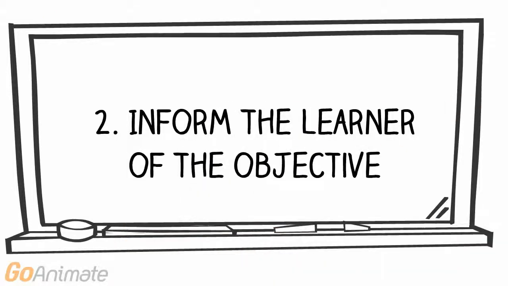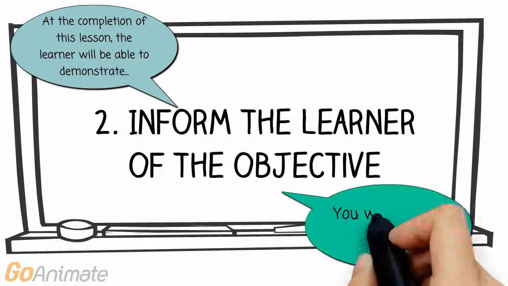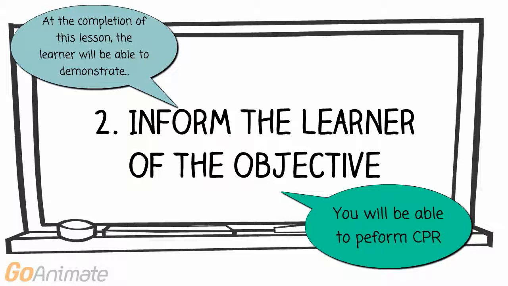Step number 2 is to inform the learners of the objectives, telling the learner what they will be able to do as a result of the instruction. This can be in a more formalized objective, or it can be something very simple that the audience will understand.